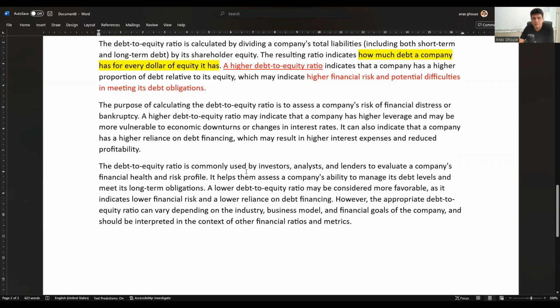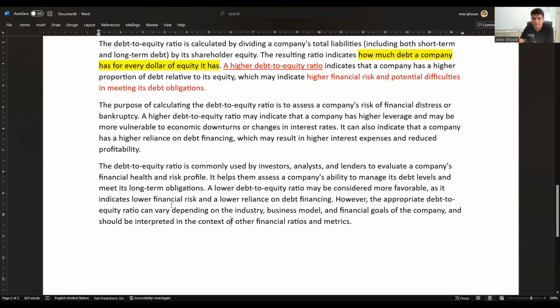The debt to equity ratio is commonly used by investors, analysts, and lenders to evaluate a company's financial health and risk profile. Most investors, when they do financial analysis, evaluate the company's financial health and risk profile. It helps them assess the company's ability to manage its debt levels and meet its long-term obligations. A lower debt to equity ratio may be considered more favorable as it indicates lower financial risk and lower reliance on debt financing. If it is lower, then it's good for the company.